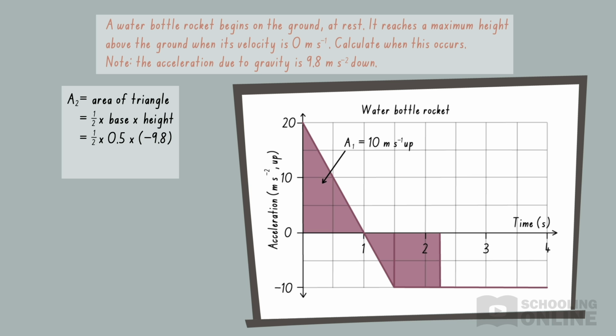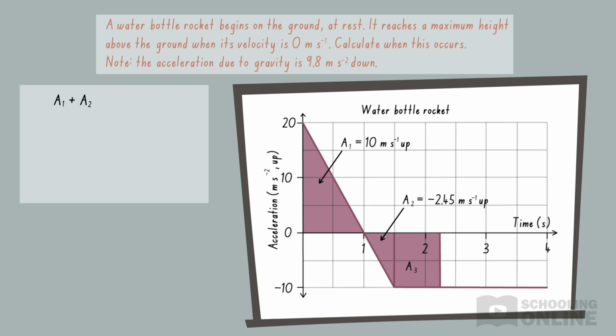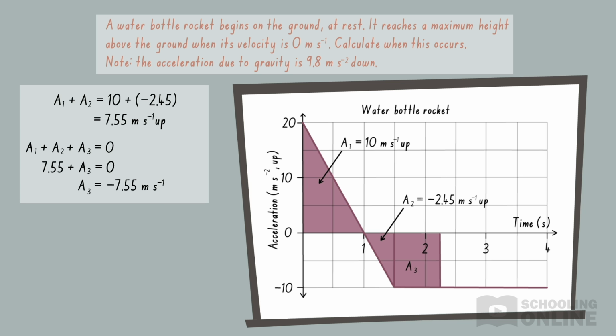The second triangle has a height of minus 9.8 metres per second squared up and a base of 0.5 seconds. Its area is minus 2.45 metres per second up. When combined, these two regions have an area of 7.55 metres per second up. If we want the total of all three regions to be 0, then the rectangle needs to have an area of minus 7.55 metres per second up.